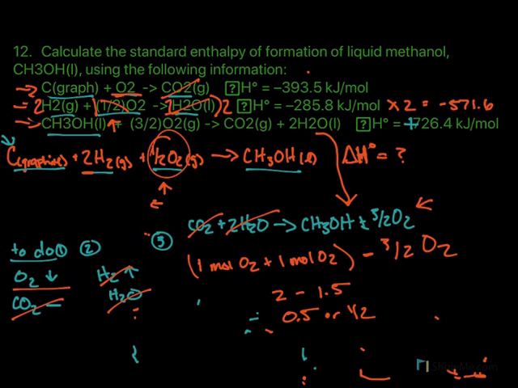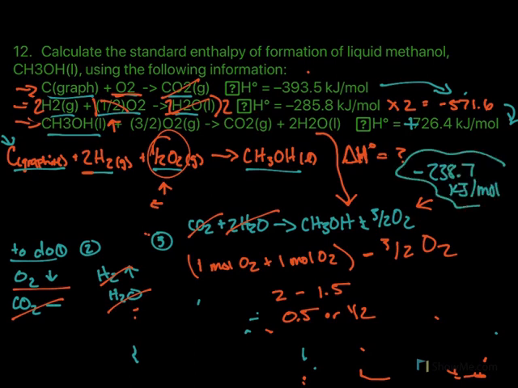So now that I've manipulated all these values, I can just add all of these together to get my final answer. So negative 393.5 kilojoules minus 571.6 plus 726.4, and your answer should be negative 238.7 kilojoules per mole.